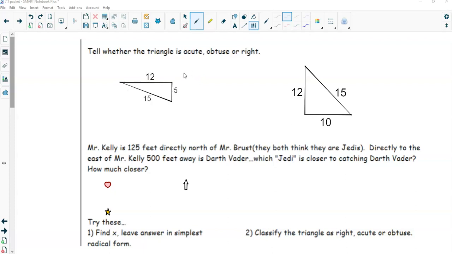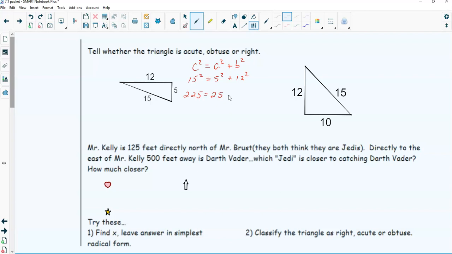So the way I want to do it is, since I know that c squared is equal to a squared plus b squared, that's basically the Pythagorean theorem. I'll put it this way because if the hypotenuse is greater, then it's obtuse. If the hypotenuse is less, then it's acute. I want to know what this is, so that's 15 squared. Here would be my hypotenuse, right? Is equal to 5 squared plus 12 squared. Well, 15 squared is 225. 5 squared is 25. 12 squared is 144.